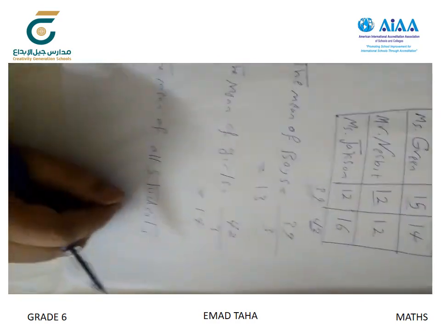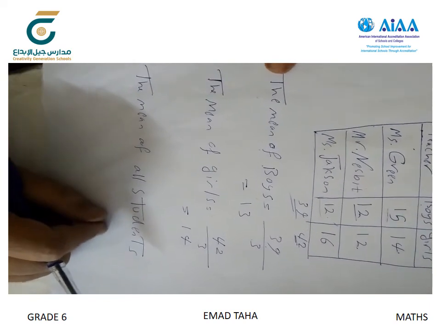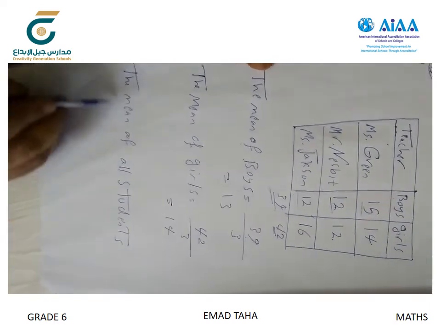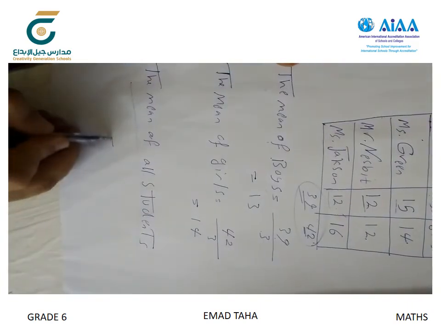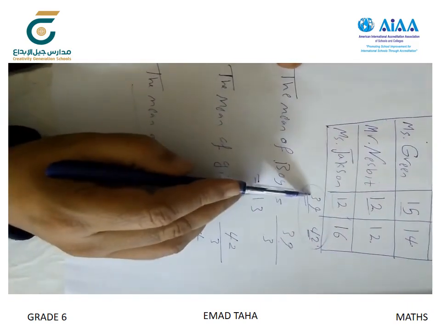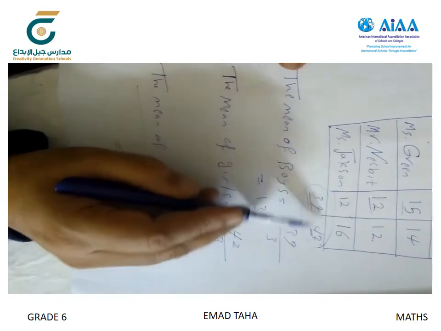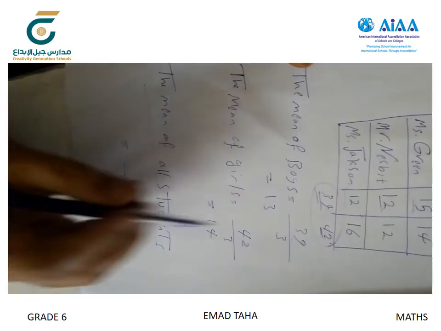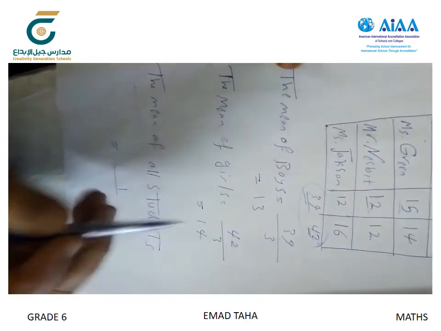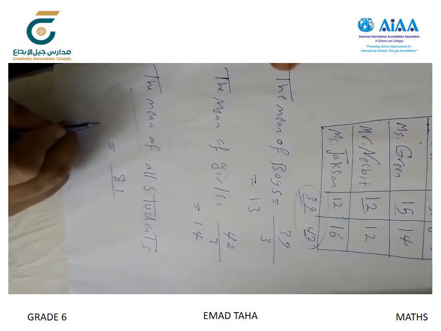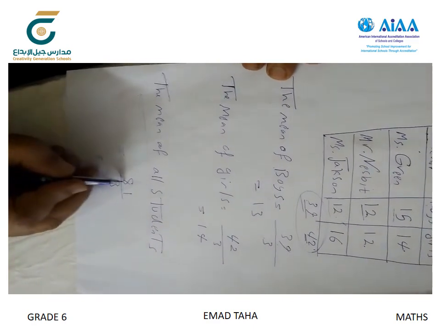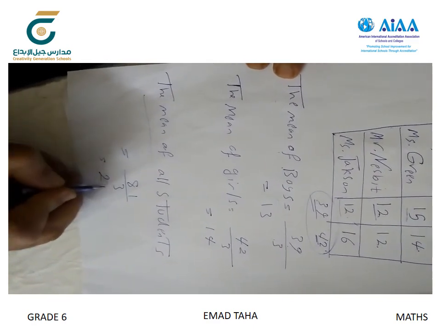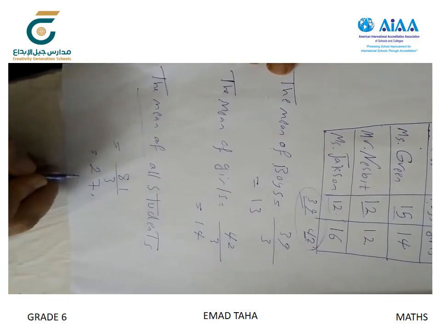Now, what is the mean number of students in the 3 classes? Okay, of all students. So what is the number of all students? The number of all students equals 39 plus 42. 9 plus 2 equals 11, carry 1, plus 4, 5, plus 3 equals 8. Over how many classes? Yes, 3. So 81 divided by 3 equals 27. Thank you.